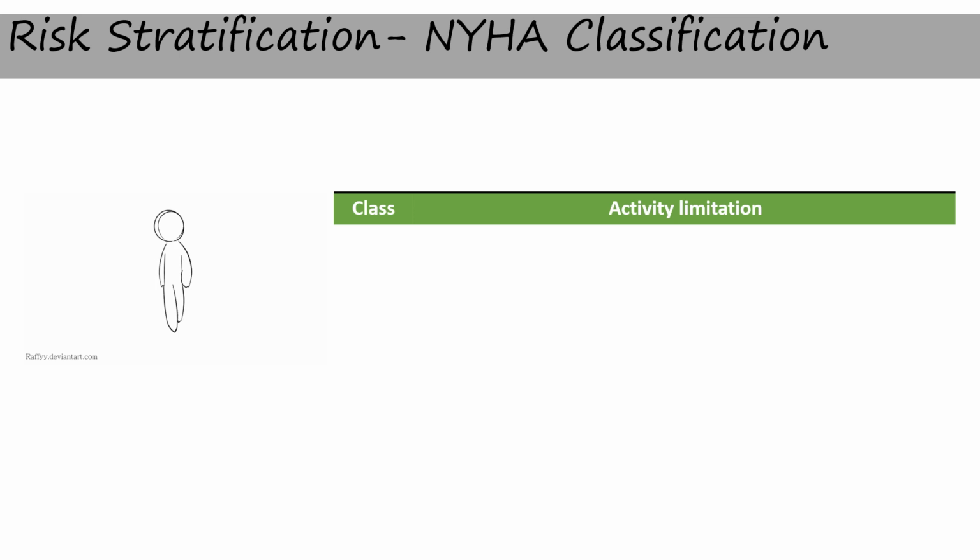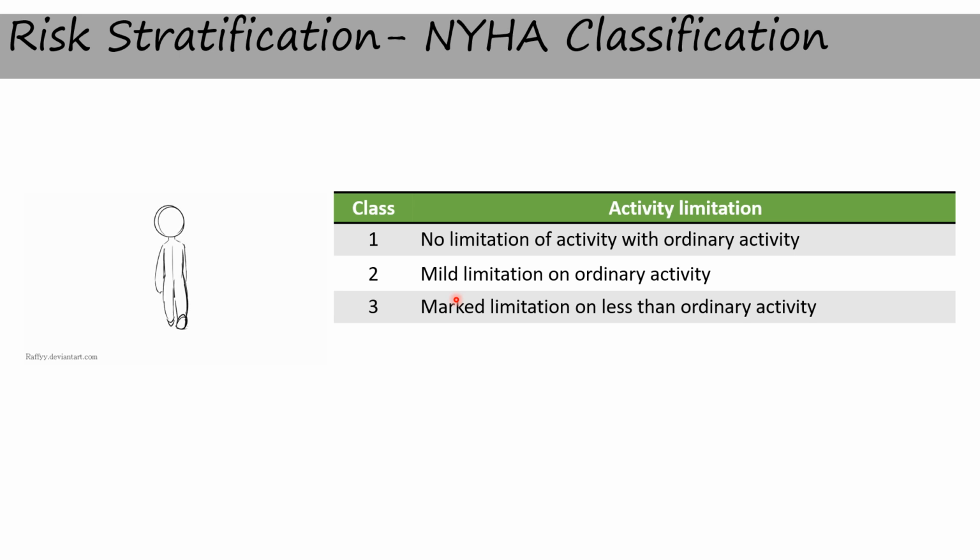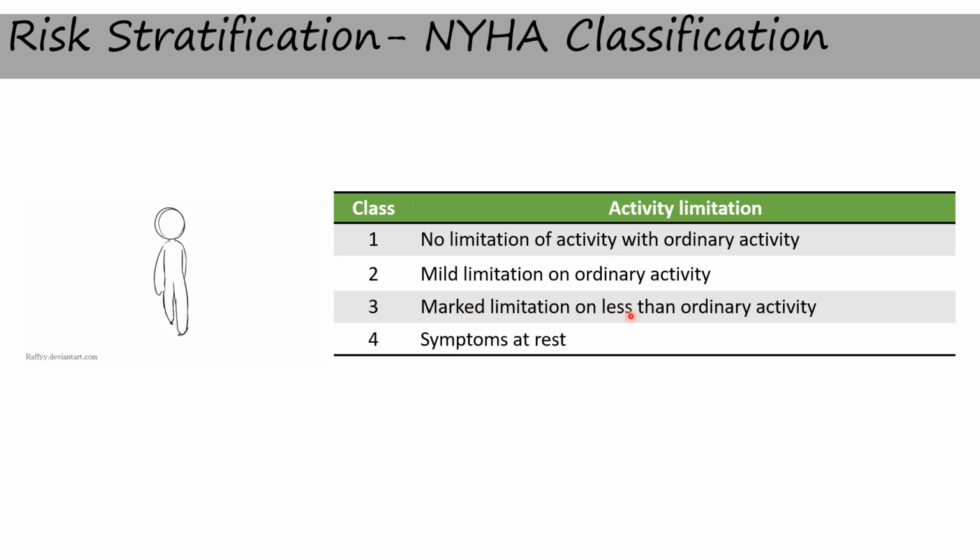Risk stratification was classically done by the New York Heart Association classification, and this severity classification was based on the ability of the patient to perform an activity, for example walking. As per this, class 1 is no limitation of activity even with ordinary activity. Second is mild limitation on ordinary activity. Third class is marked limitation on less than ordinary activity. And in the fourth class, symptoms occur even when the patient is at rest.